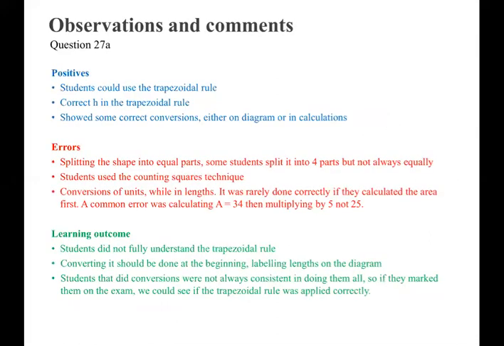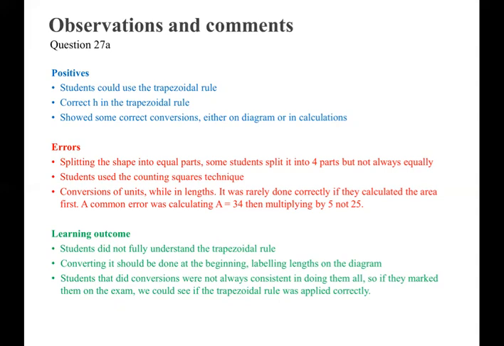Positives: students did know how to use the trapezoidal rule, so they did access the reference sheet. A lot of kids knew the trapezoidal rule, so that was really good. A lot of kids broke up the original shape into halves, and they could identify the correct h in the trapezoidal rule. Whether it was converted, whether they said it was 4, or whether they converted it to 20, it didn't really matter. They did identify the correct one. There were some correct conversions. Sometimes they wrote them in the diagrams, sometimes they did them in the calculations.